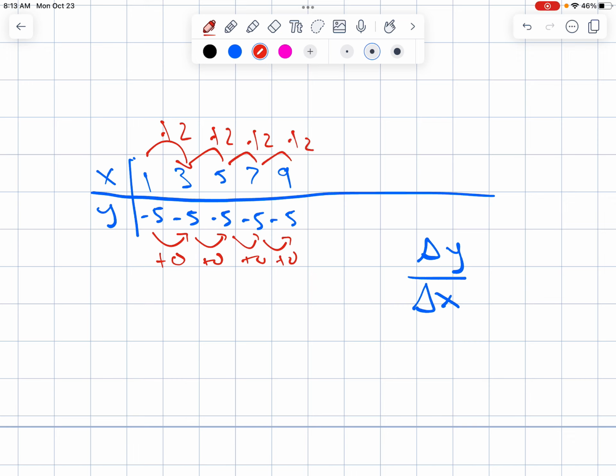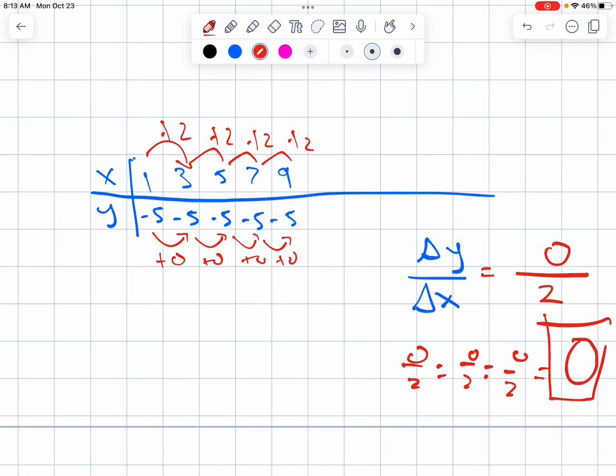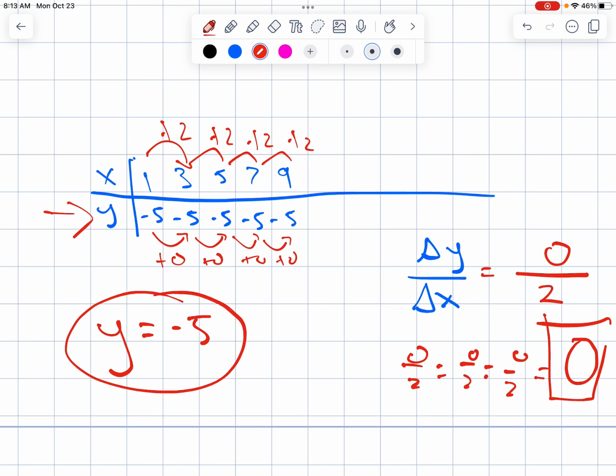So here, the change in the y values, well, there has been no change in the y values. The y values have stayed the same. So the change in the y values is 0, and then on the bottom, it's 2. So 0 over 2 is just going to be 0. So your slope here is 0. And if we had to write an equation for this line, we'd write y equals negative 5, because y is equal to negative 5. No matter what x does, y is always equal to negative 5 forever and ever. Always will be negative 5.